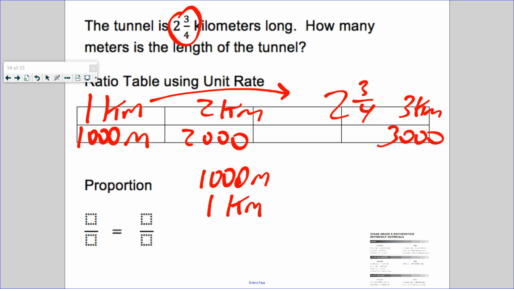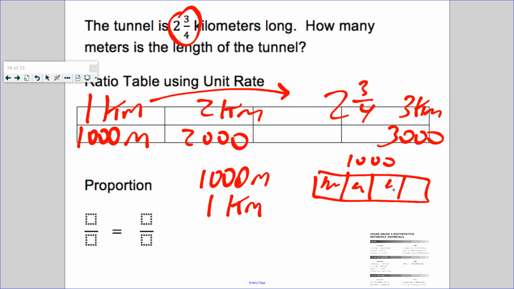Do you know what 3/4 of 1,000 is? If you have 1,000, you break it into 4 parts. What's half of 1,000? 500. So half of that would be 250. So 3/4 of 1,000 is 750. So I believe the answer is going to be 2,750.